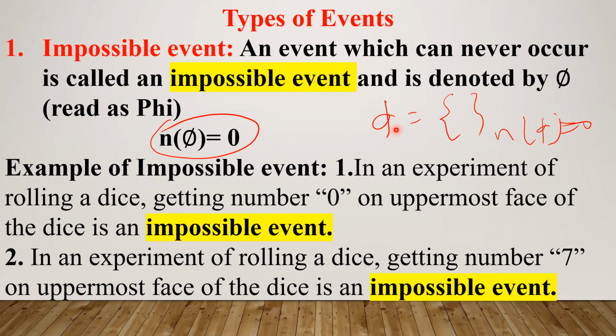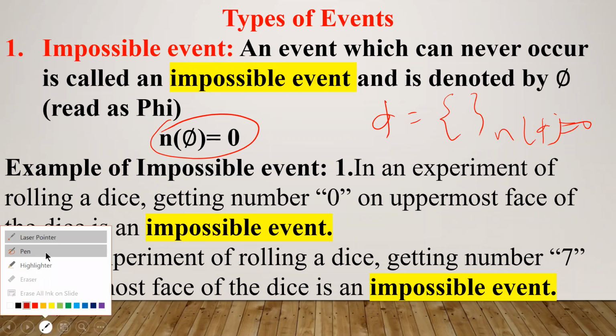Impossible event is also called as null event or empty event.